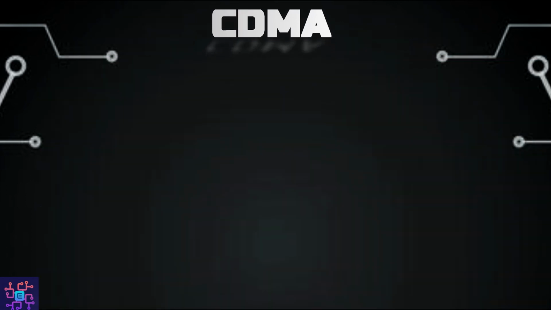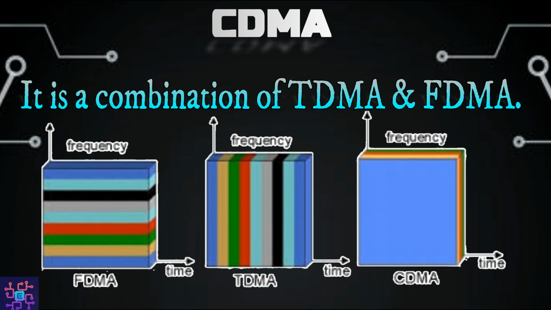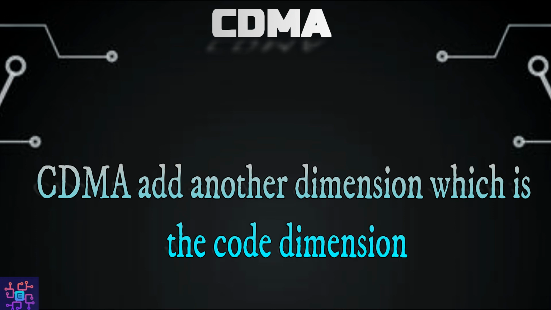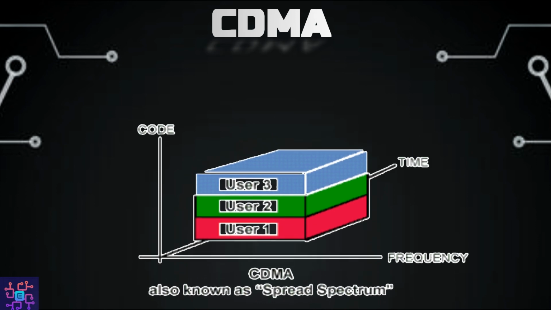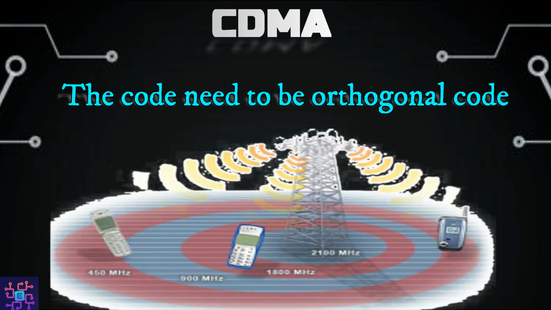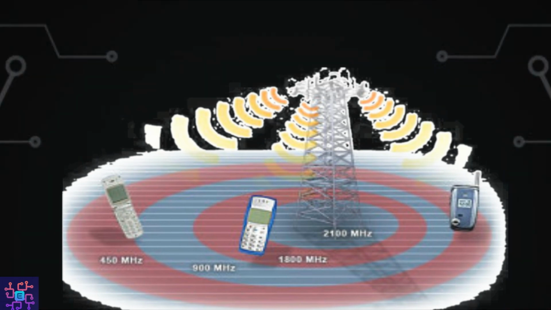And CDMA, code division multiple access, is basically a combination of TDMA and FDMA. CDMA adds another dimension, which is the code dimension. Every user is allowed to use all the time and all the frequency subbands, but needs to have a particular code. The codes need to be orthogonal, that is, when at the receiver one user with its own unique code is decoded, we should recover the appropriate signal. If the wrong code is used, we will get noise.